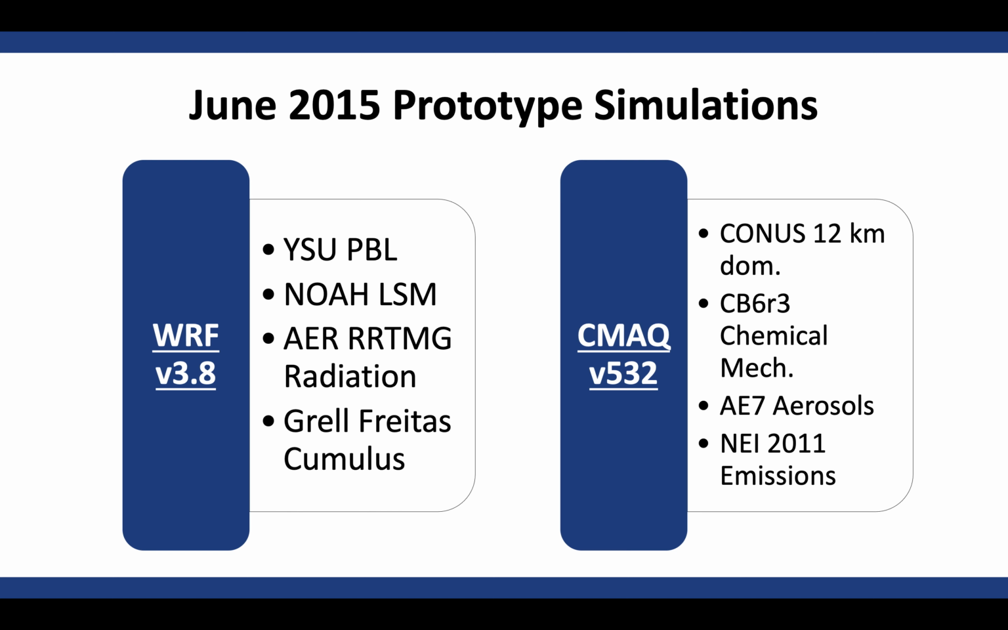So we ran this approach for June 2015, using WRF version 3.8, which was a WRF run we had done for a different project that we're able to use here. From last year's CMAS presentation, we have updated to CMAQ version 5.3.2. We're running the CONUS 12US2 domain, the CB6R3 chemical mechanism, and we're using the NEI 2011 emissions.